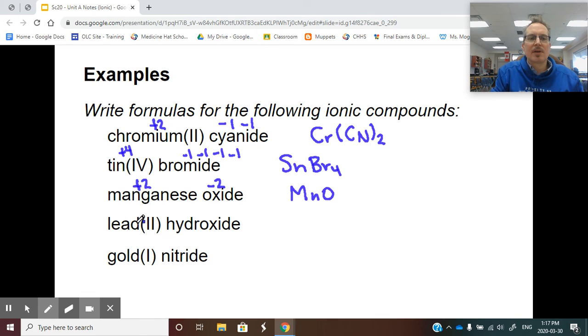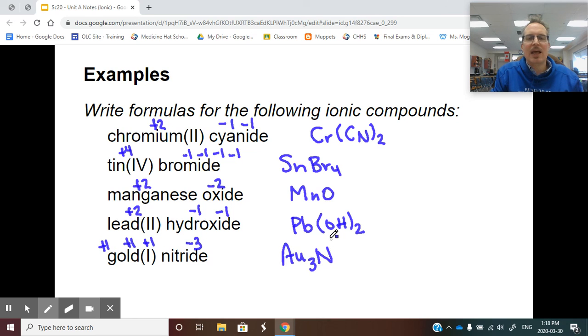MnO. Lead 2, positive 2. Hydroxide is negative 1. We're going to need 2 hydroxides. So we are going to write this Pb bracket OH bracket 2 to make sure we have 2 of the full hydroxide. Last one, gold 1. Nitride is negative 3 because that's nitrogen. So we're going to need another gold. So I have 3 golds. So we're going to write this as Au3N.